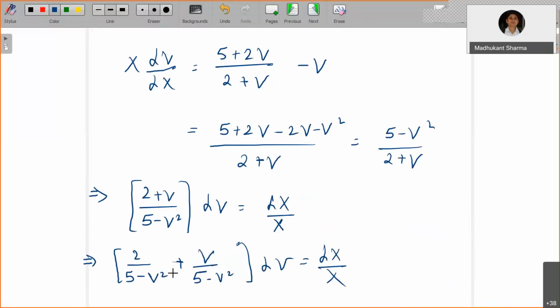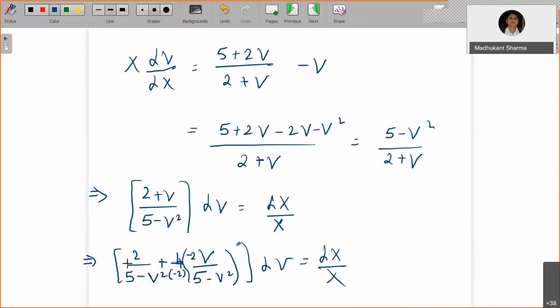Now you have to use here the formula, right? 1 by a square minus x square. Okay, use partial fraction if it is required. Here you have, this is the derivative of the denominator is minus 2v. So you just multiply and divide by minus 2. Okay, so integration of this here is very simple, that is ln of 5 minus v square times minus 1 by 2. This is ln of x plus arbitrary constant, that also you can take ln of c to make it simplified form.